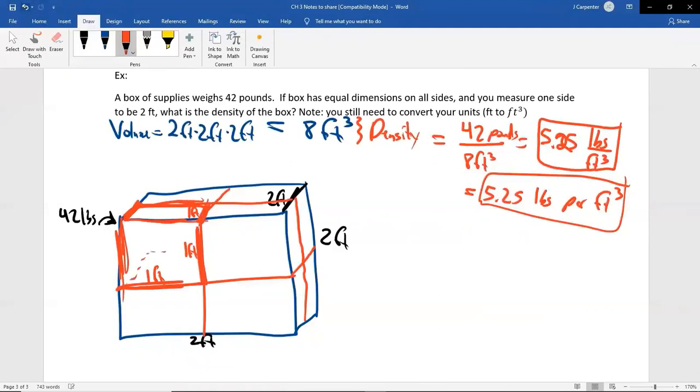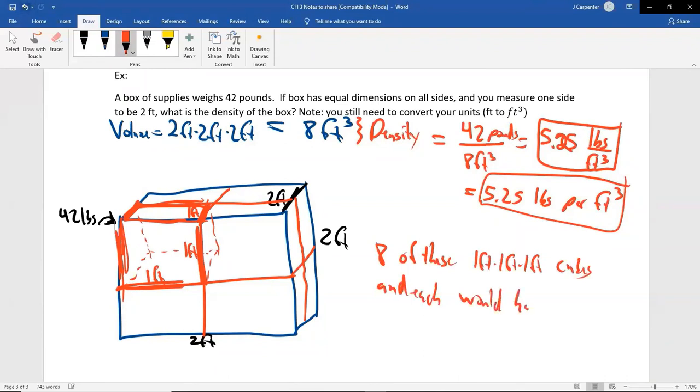If you wanted to see through the cube, there's the whole thing. That's a 1 by 1 by 1, and there would be 8 of these. There's 1 here, 2, 3, 4 in the face, and then on the back side, there's 1, 2, 3, and then 4 behind it. So there would be 8 of these little 1 by 1 by 1s. And each would have 5.25 pounds in it.